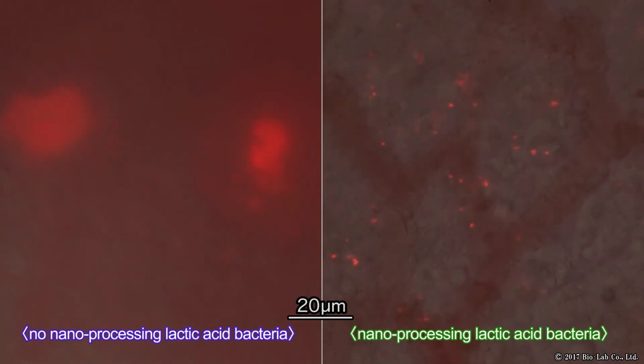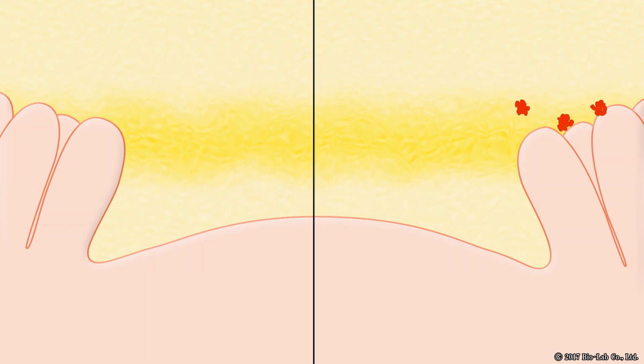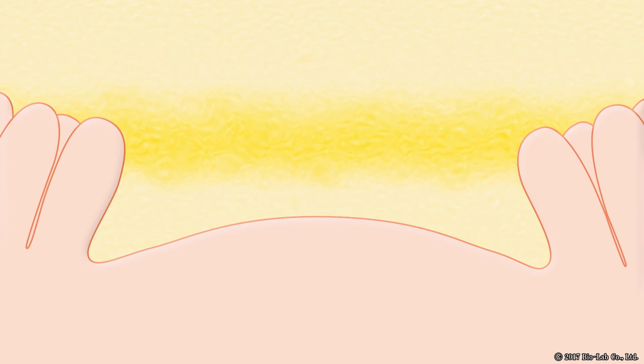Why is there this difference? The intestinal mucosa is coated in mucus at all times. The intestinal mucus blocked the non-nanoprocessed lactic acid bacteria in large clumps, and the bacteria can't reach the surface of the Peyer's patch. On the other hand, nanoprocessed lactic acid bacteria, which dispersed, can reach the surface of the Peyer's patch.